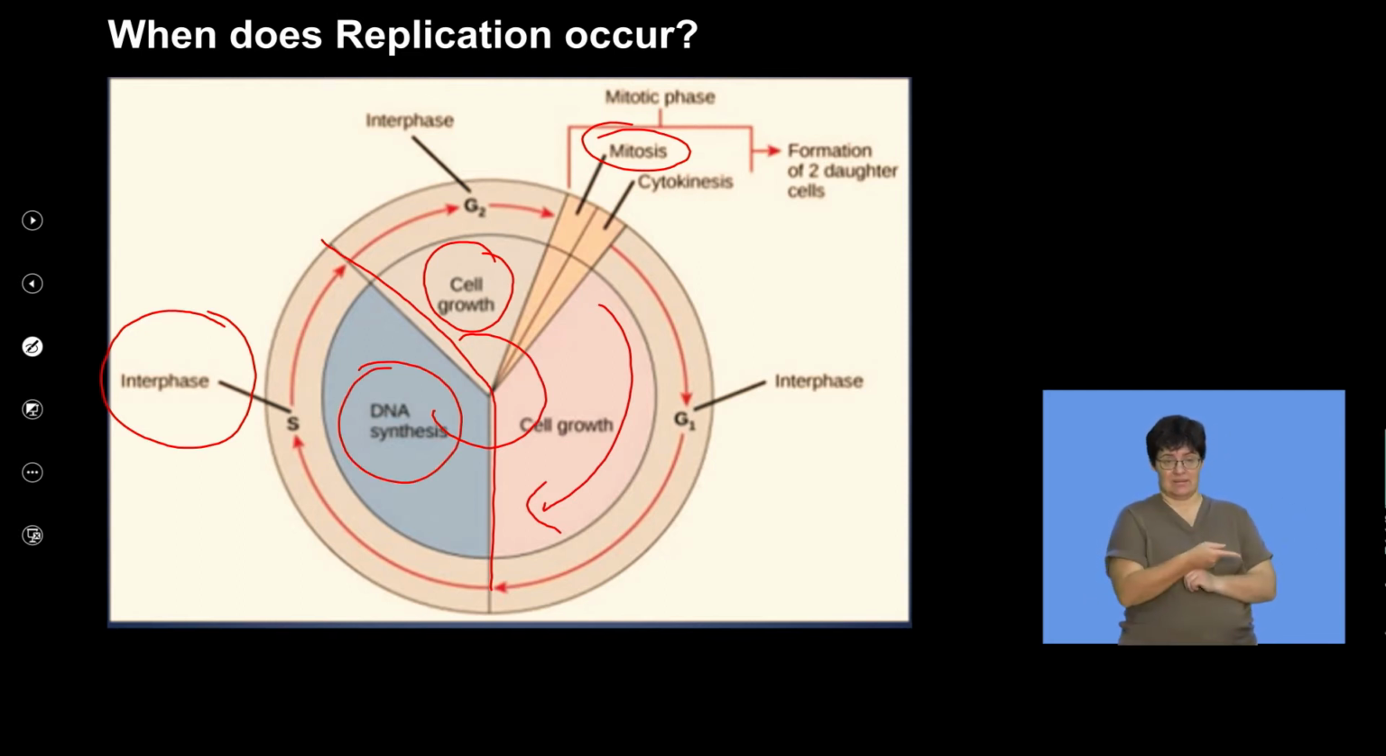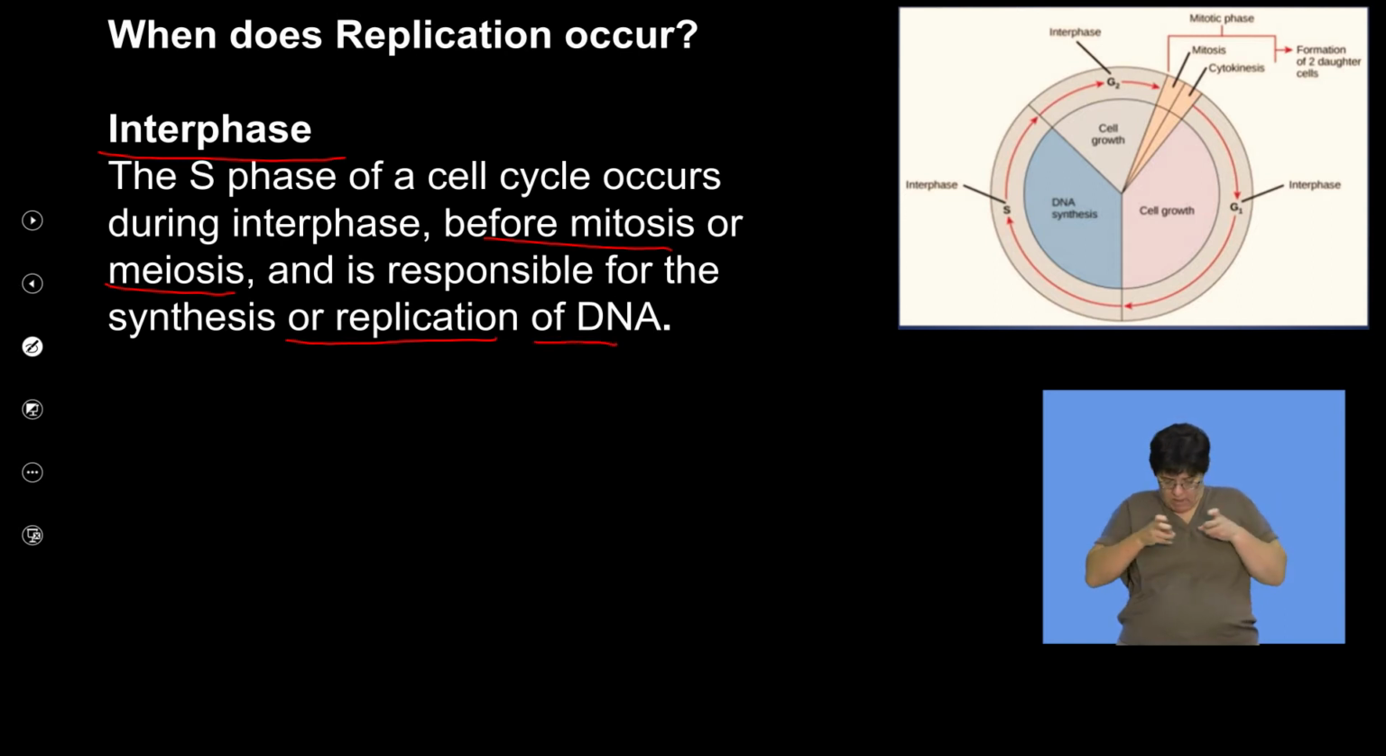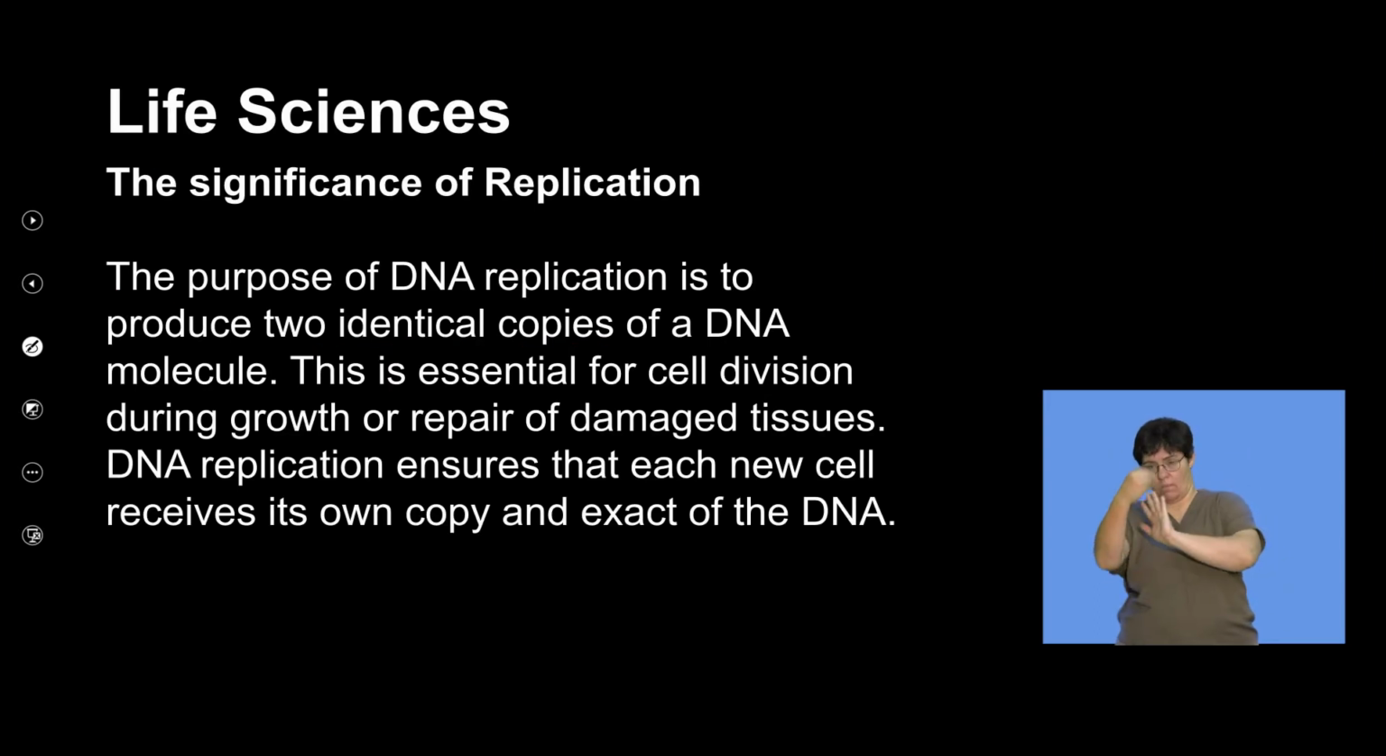And so that is in interphase that the cell undergoes replication. That's key for our understanding: in interphase, the cell prepares for cell division. We see this in mitosis and meiosis, and it's important that the cell is able to copy the DNA so that the daughter cells at the end of cell division have an exact copy of the genetic information.